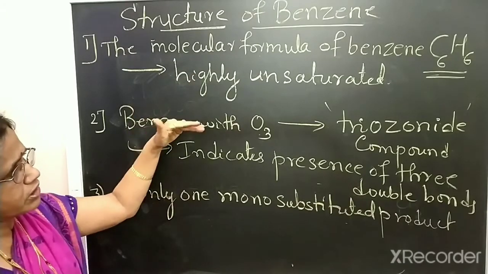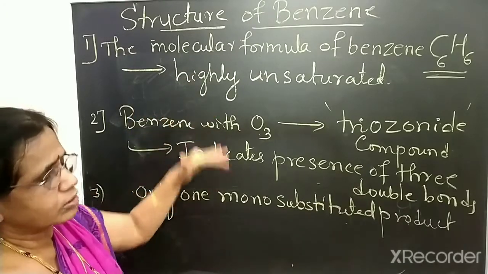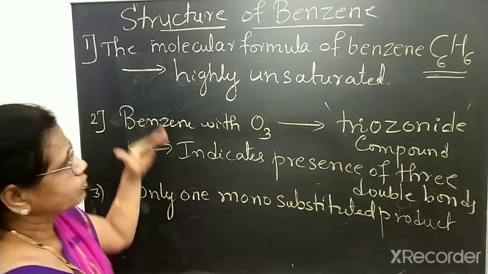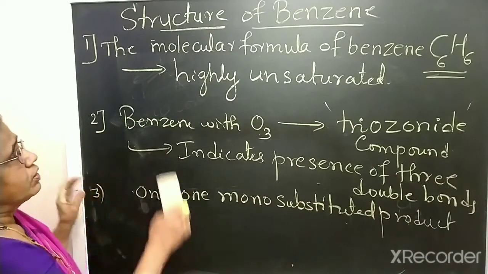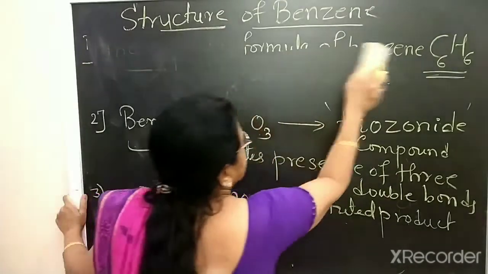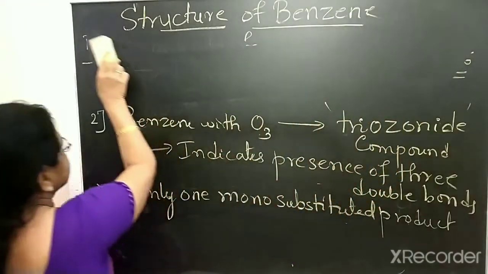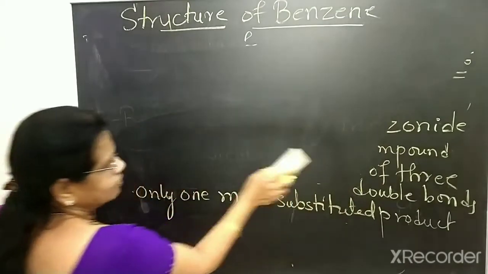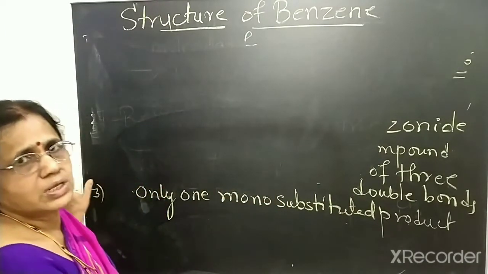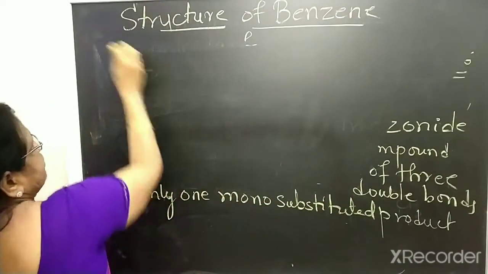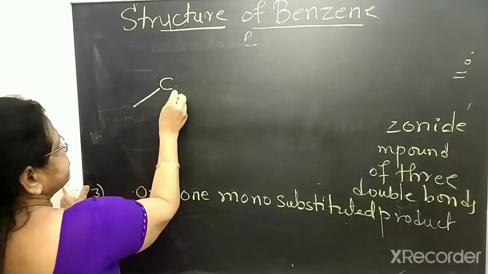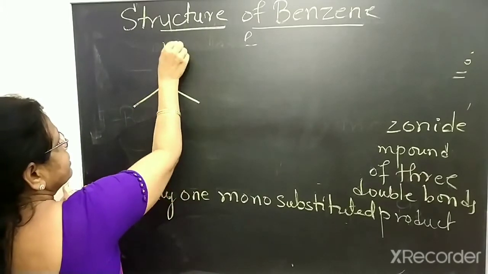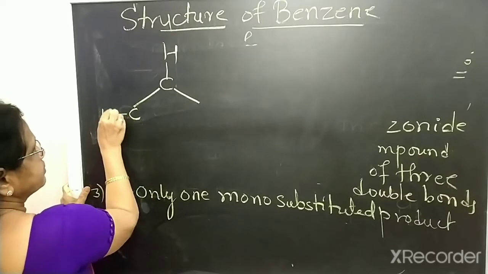So by making all these observations, by observing all these points, Kekulé gave the structure for benzene as 6 carbon atoms forming a hexagonal structure, and each carbon attached to one hydrogen.